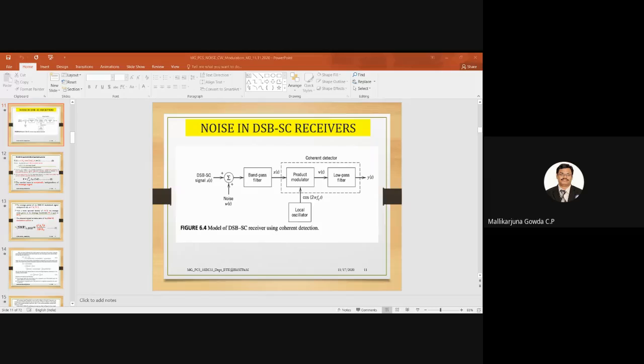Then what about Ashtata? Can you define what is channel signal to noise ratio? Channel SNR is the ratio of average power of modulated signal to the average power of noise in message bandwidth, sir. That is at the receiver input, right? Receiver input. Okay, good. So what about Anand? Can you define what is figure of merit?